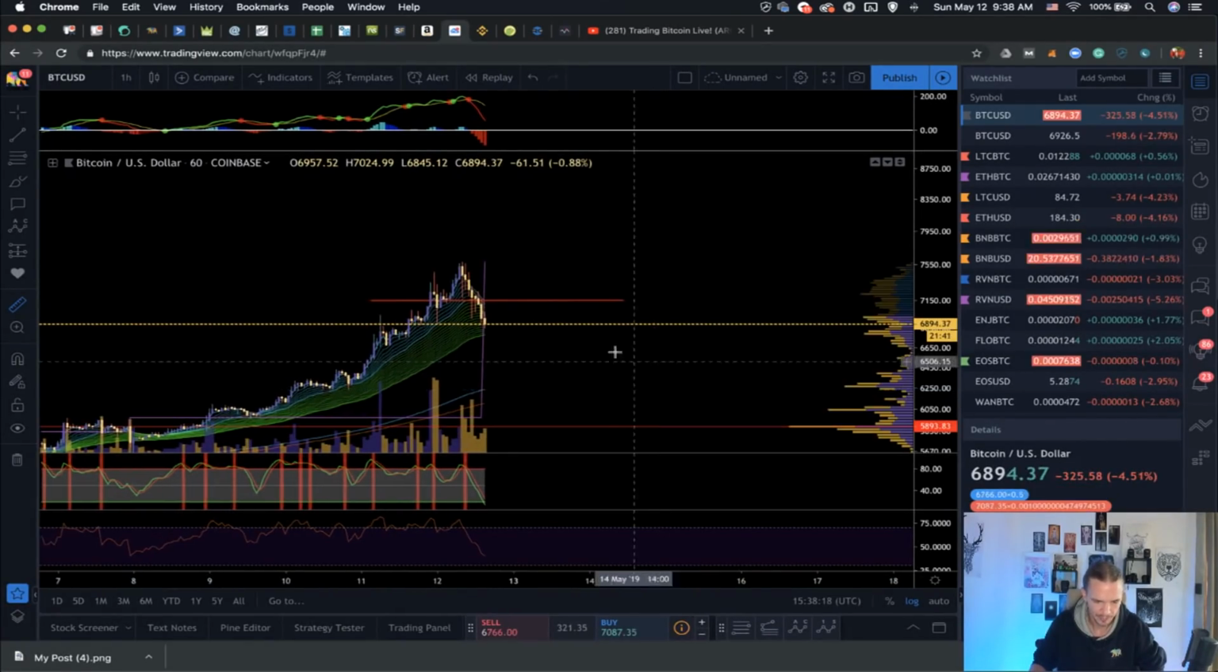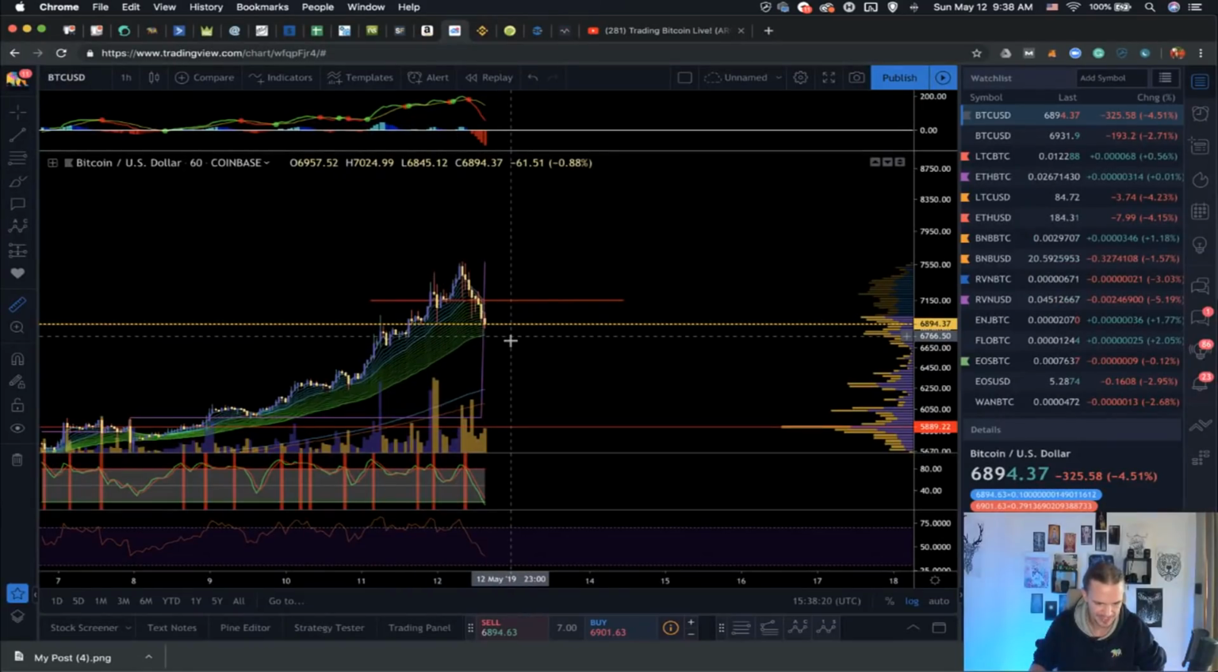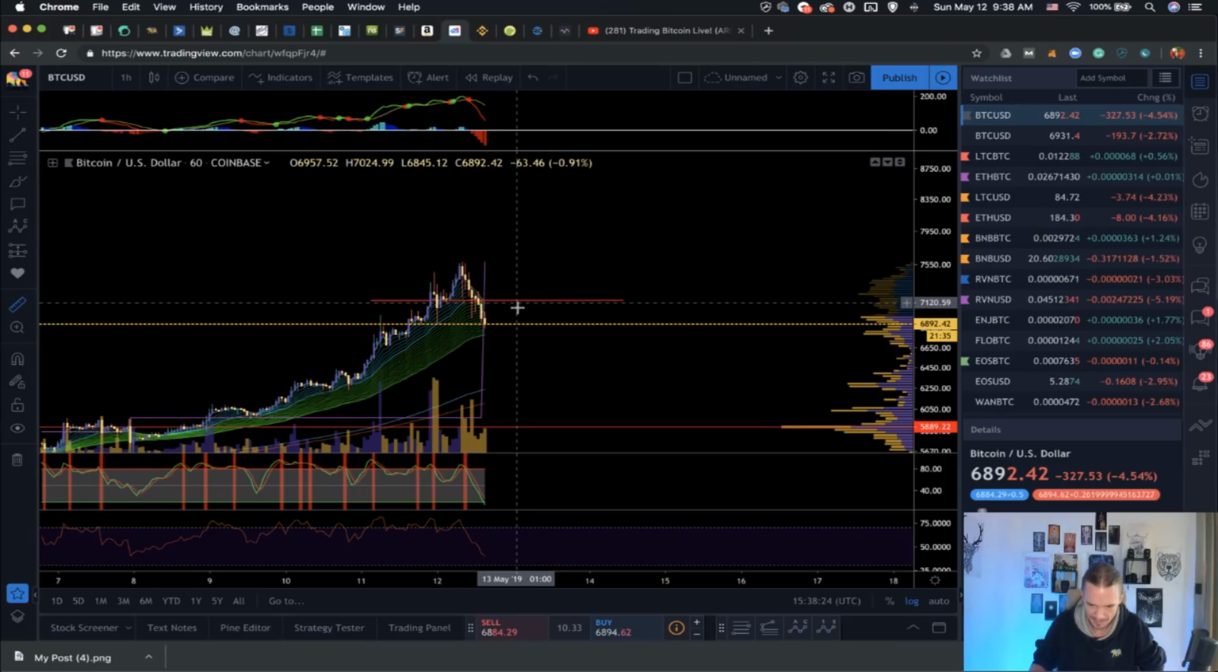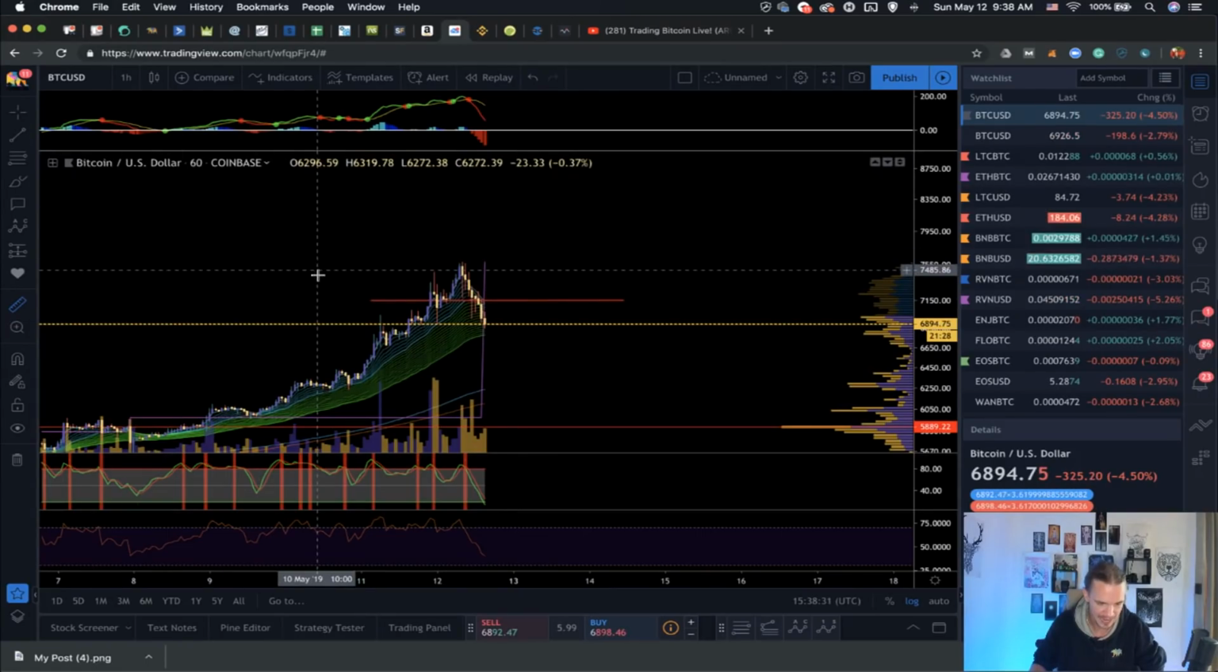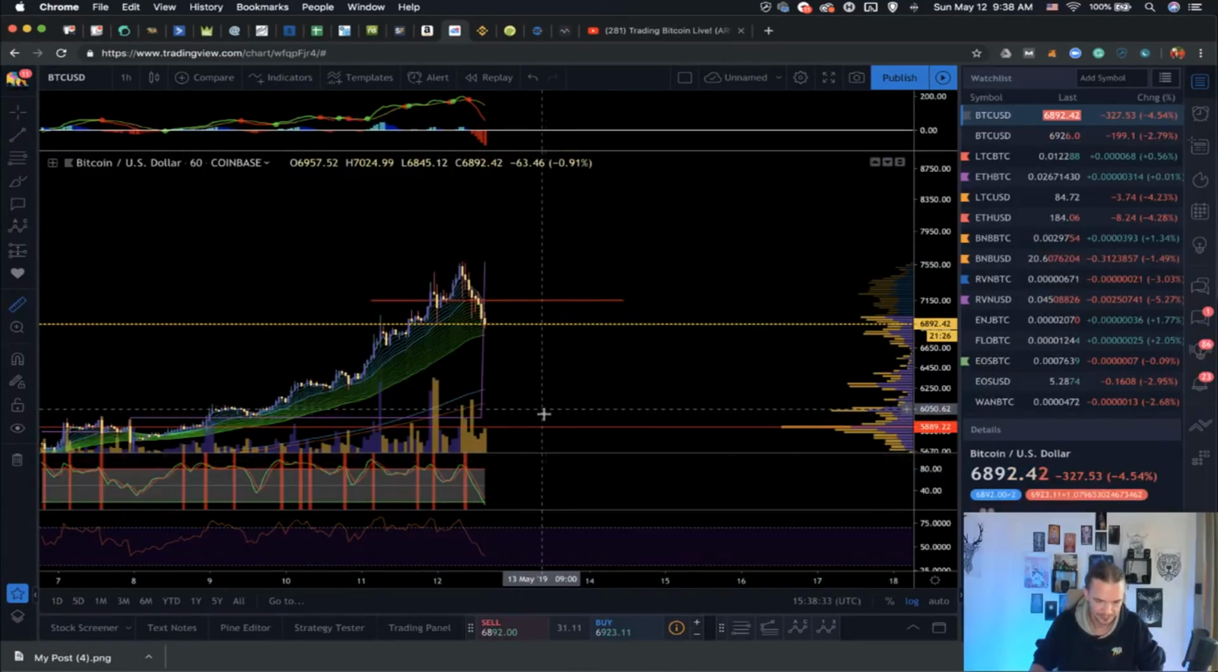So this is the difficult part. Bitcoin's likely going to come down. It's going to test the super guppy here at 6766. It's probably going to jump back up to 7100 to retest the mid-range of the super guppy. If it does not close above that, especially on the hourly right now, it's going to come down to 6200.